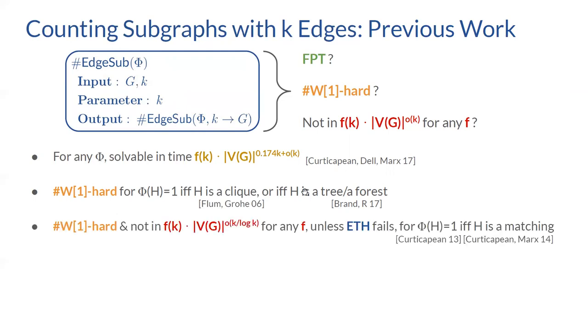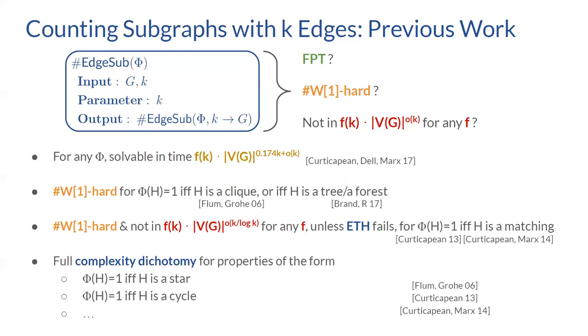There is also a conditional lower bound for the property of being a matching. We have seen this as an example before. In this case, we know that it's #W[1]-hard, and it cannot be solved in time f(k) times the number of vertices of G to the o(k over log k) for any f, unless the exponential time hypothesis fails. And this is due to Curticapean and Marx.